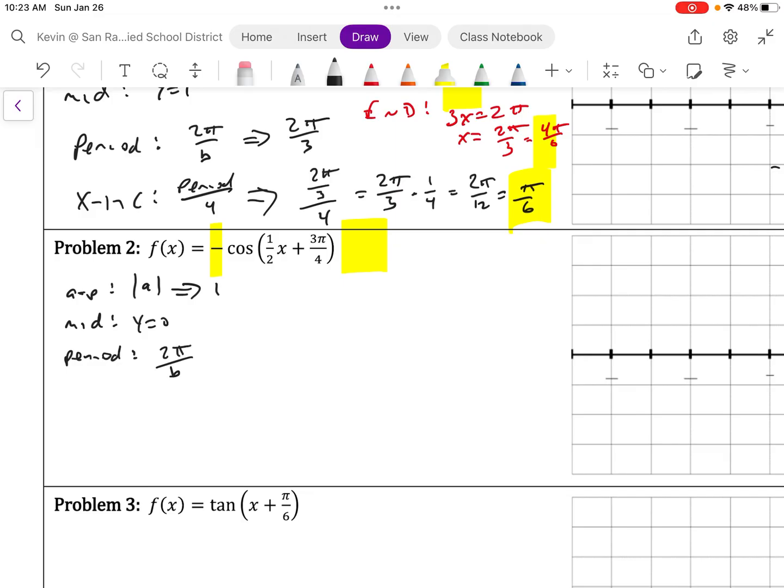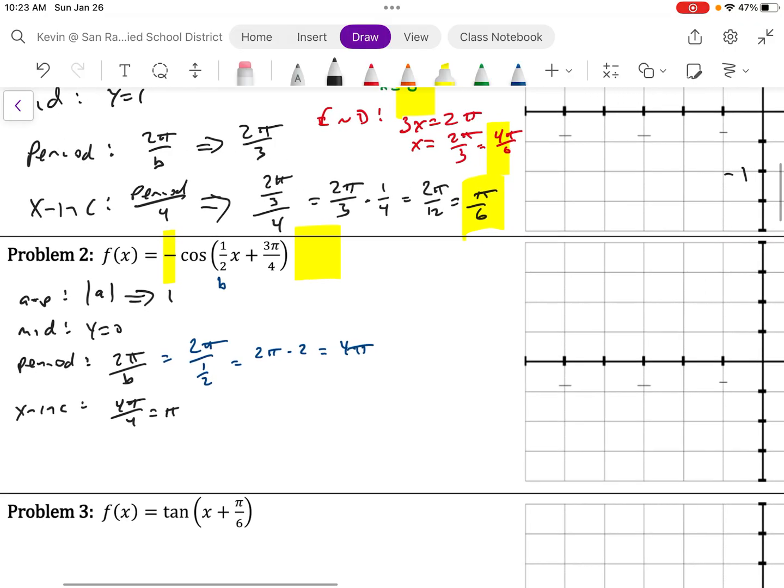Next would be our period, and our period is going to be 2 pi over b, and our b is 1/2. So this is going to be 2 pi over 1/2 equals 2 pi times 2 equals 4 pi. So our period stretches out. Instead of going from 0 to 2 pi, it's going to be from 0 to 4 pi. And then our x increments, we take that 4 pi and divide it by 4. So our x increments are pi. So every pi, we're going to be going through that.